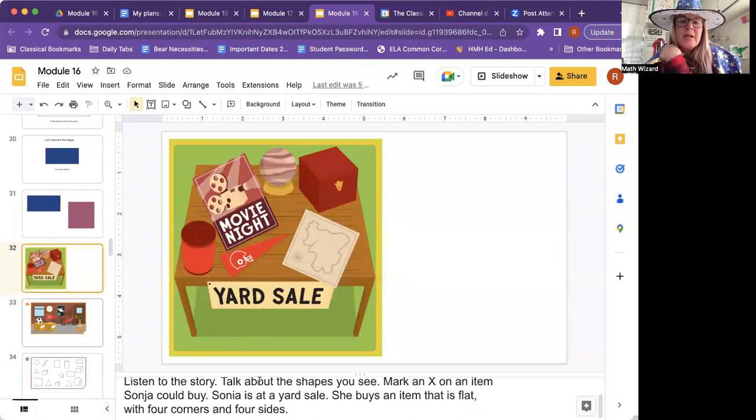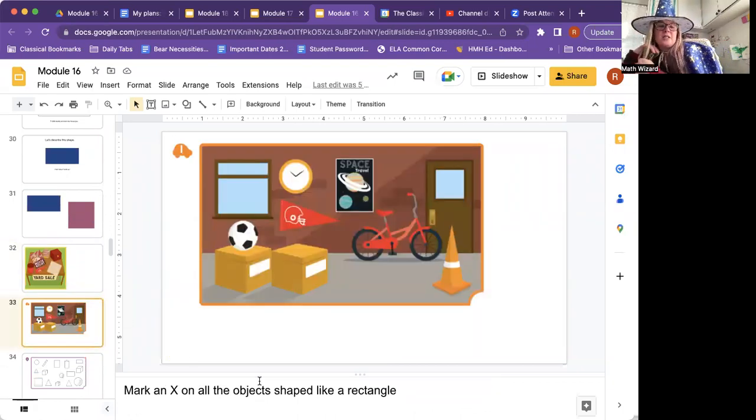All right, let's go to the next page. Mark an X on all the objects shaped like a rectangle. Rectangle is two-dimensional and flat. That's two-dimensional, not a rectangle. That's two-dimensional, not a rectangle. This window is two-dimensional, but it's a square. How about the door? How about the poster? How about the window? You'll have to look and see which ones you think are. Why don't you pause this while you do that?